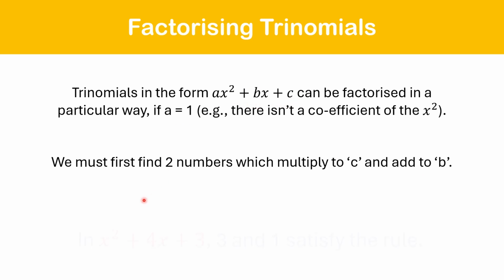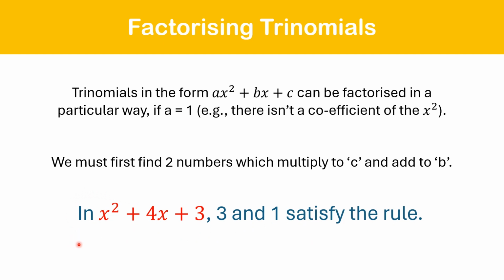So for example, in the expression x squared plus 4x plus 3, obviously this is in the form of a trinomial because we've got ax squared, and a in this case is 1 because we don't have a number written here. And if there's no coefficient of x squared, we know it is 1. So we have x squared plus b is 4, x plus c is 3. So x squared plus 4x plus 3 is a trinomial.